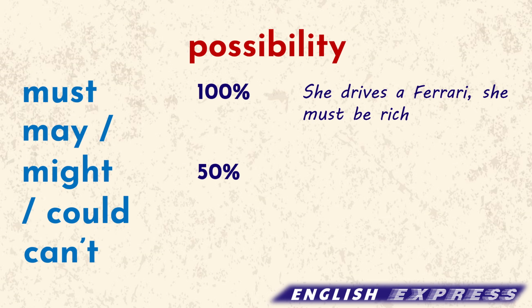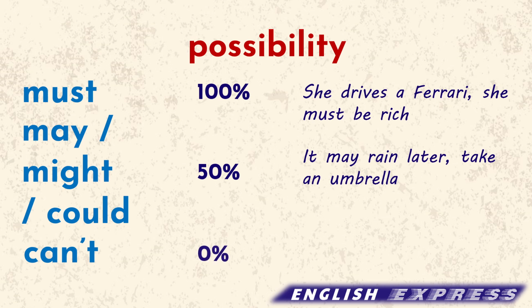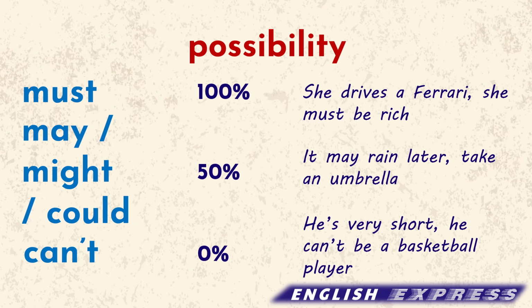May, might or could is more or less 50%, maybe yes, maybe not. For example, it may rain later, take an umbrella. And can't 0%, so he's very short, he can't be a basketball player. I am certain that he cannot be a basketball player.